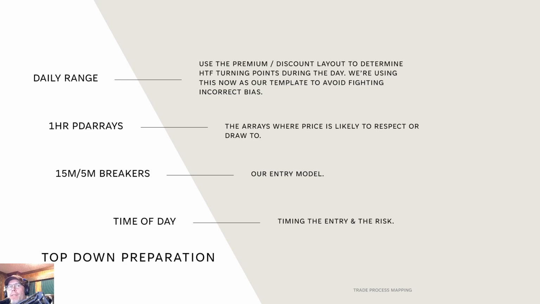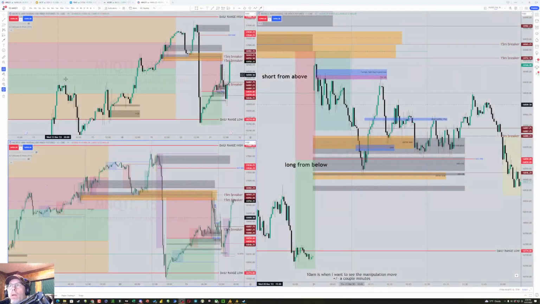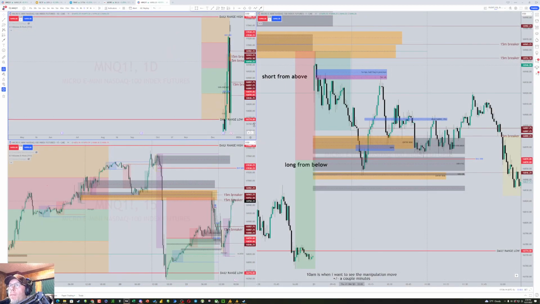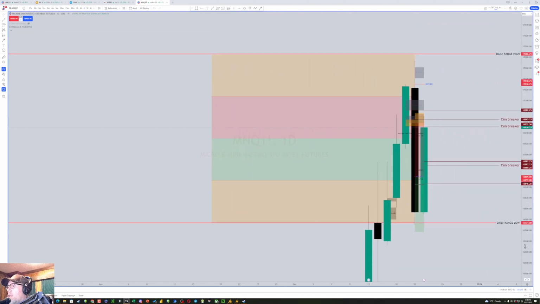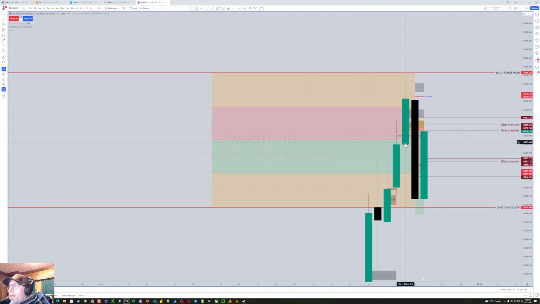So let's get into the daily range, the 1 hour PD arrays, 15 and 5 minute breakers, and the time of day everything happened. As you look at the day, you can see that the daily range high has not changed. The low, once we went past this and broke through the fair value gap, then the next one down was this one. So we just returned it to where it was on Tuesday.